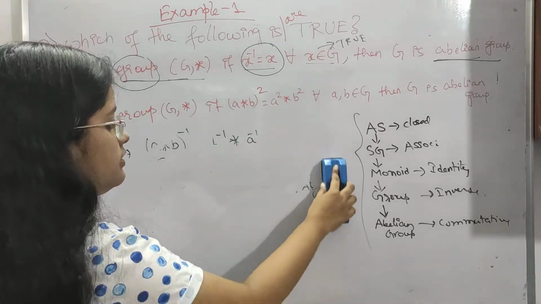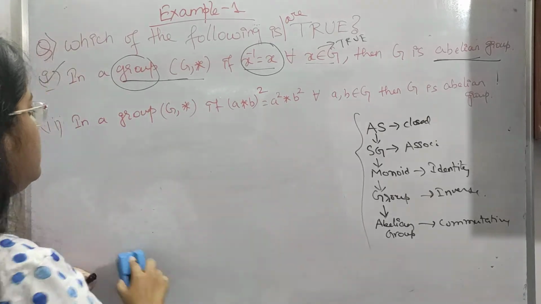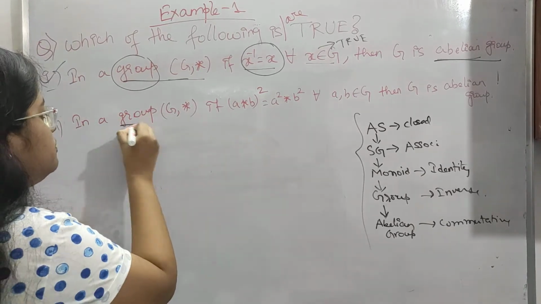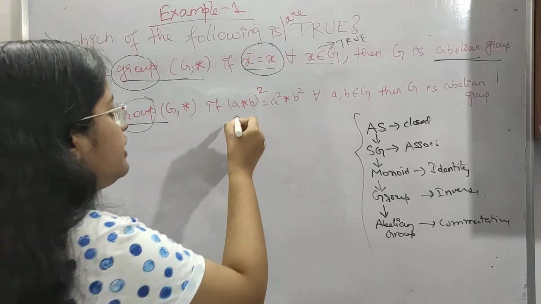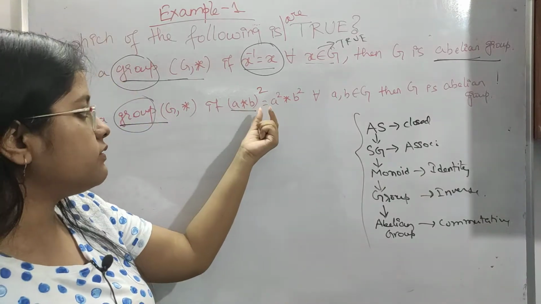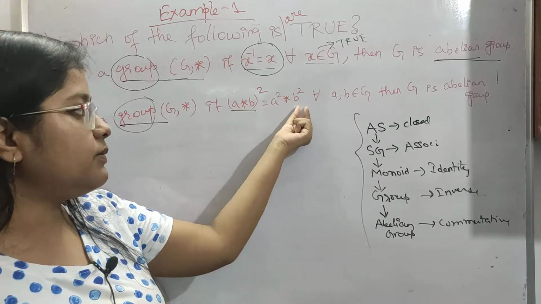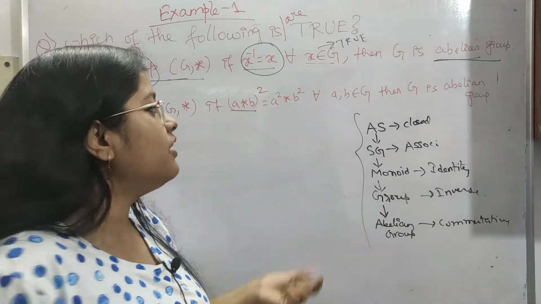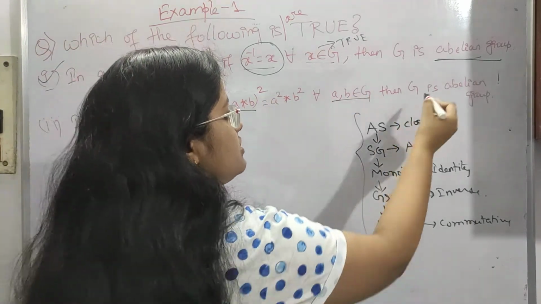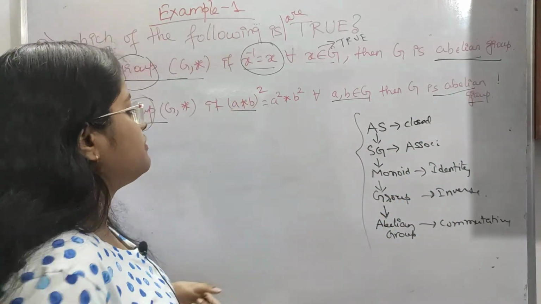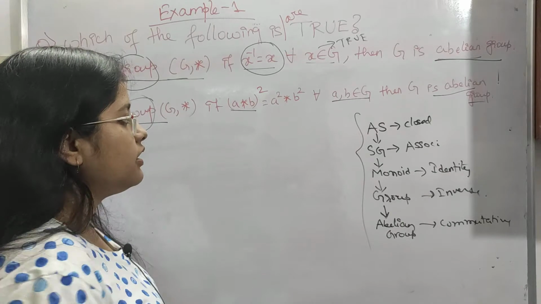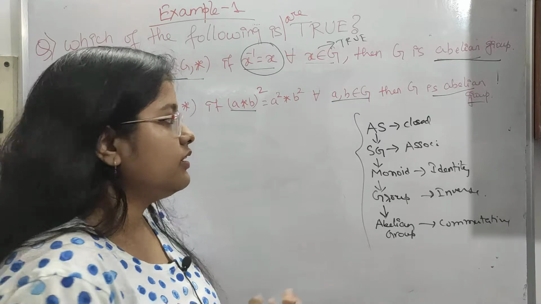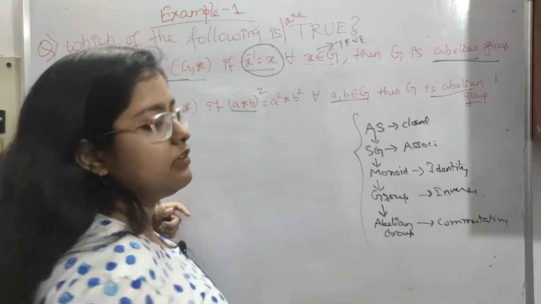Now let's see the second part of this question. Again it is given that in a group G, if A star B whole square is equal to A square star B square, for all A, B belongs to G, then G is an Abelian group. Two means we have to multiply twice. If 3 were given, we would multiply 3 times, whether it is square or cube, same thing. Now we have to find whether it is Abelian or not.